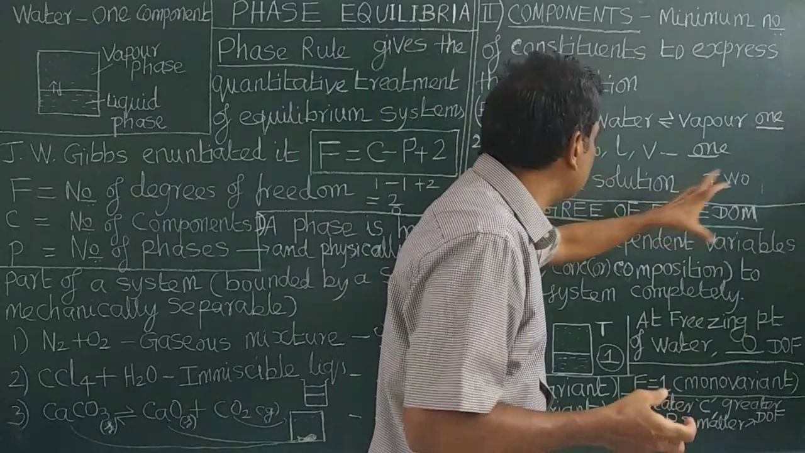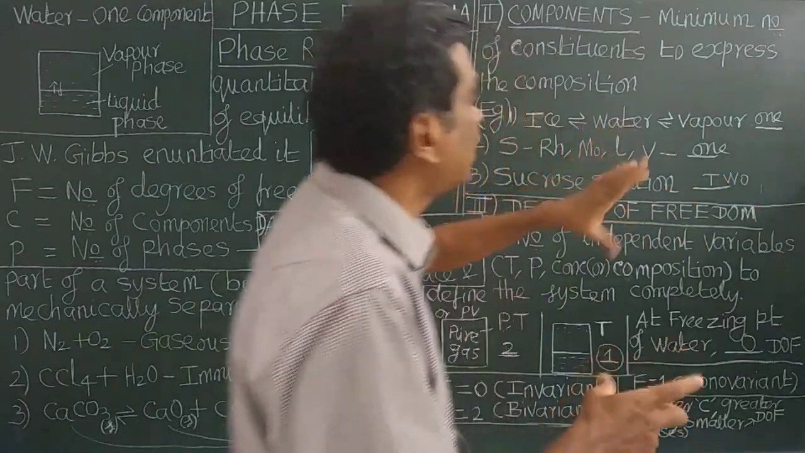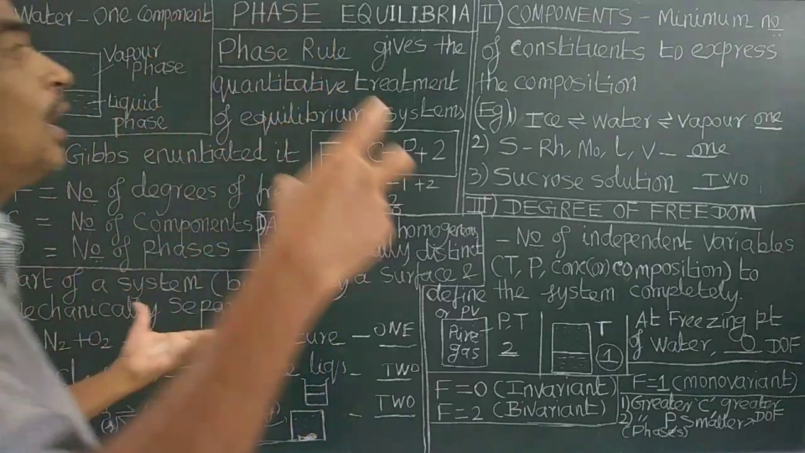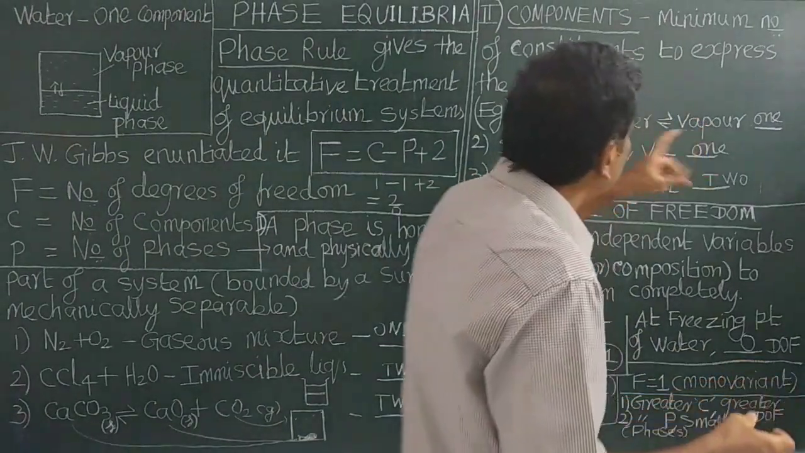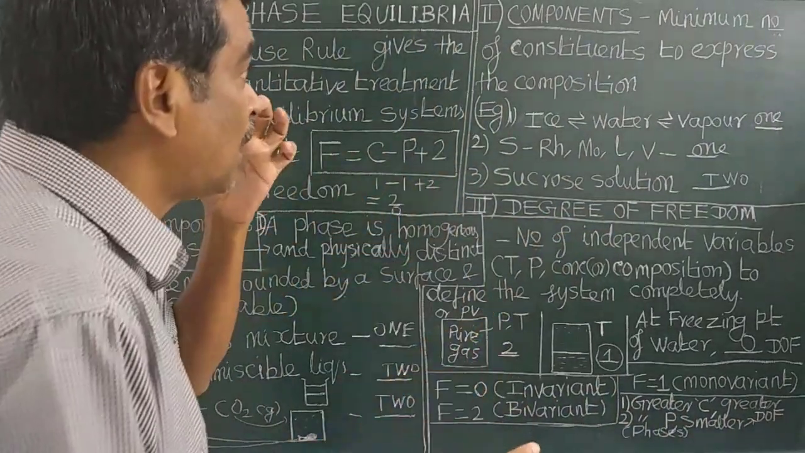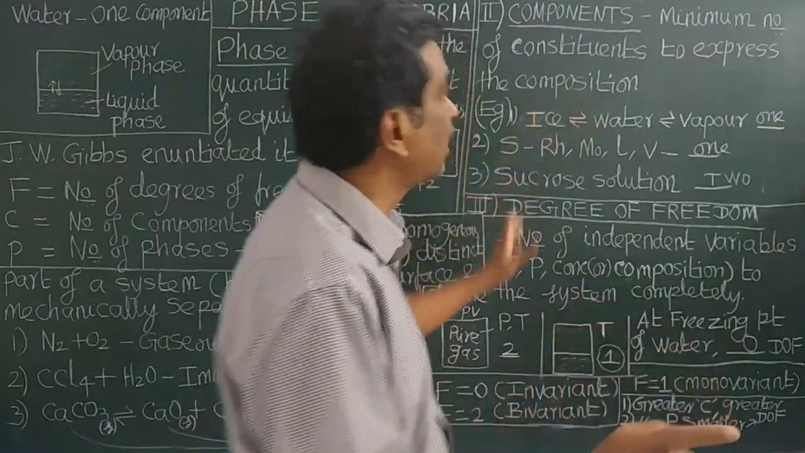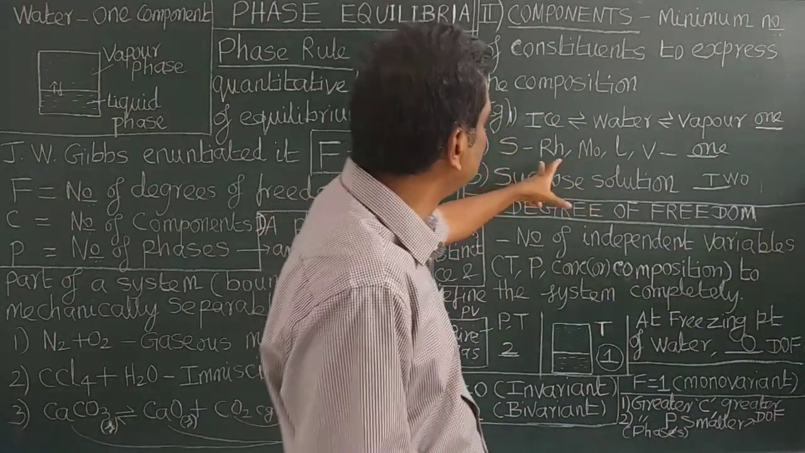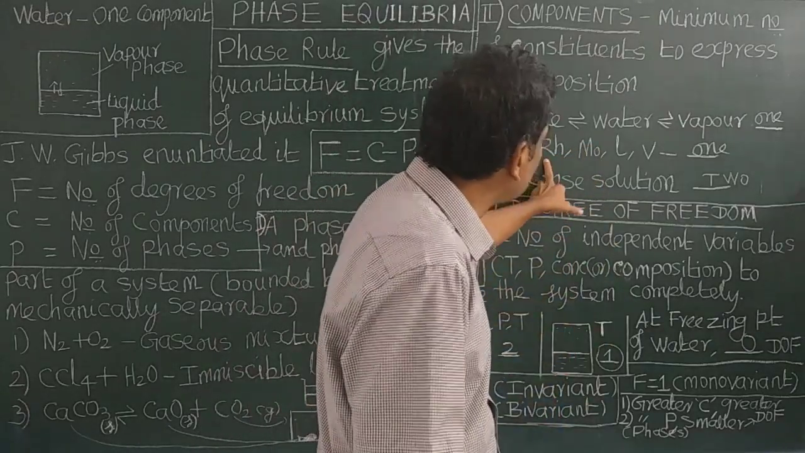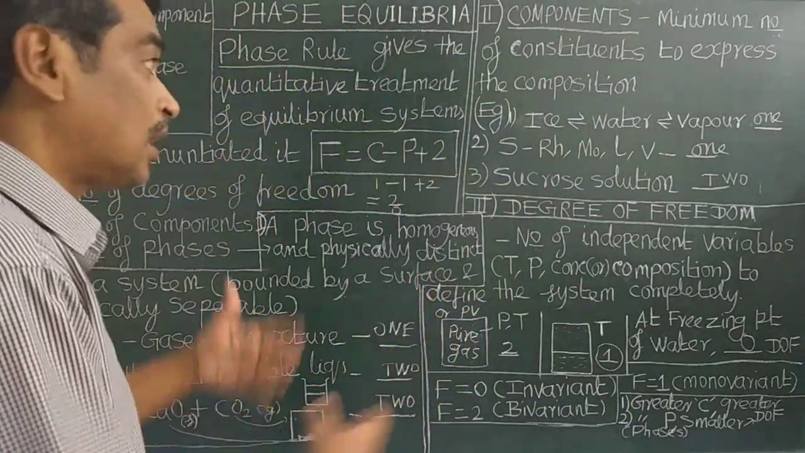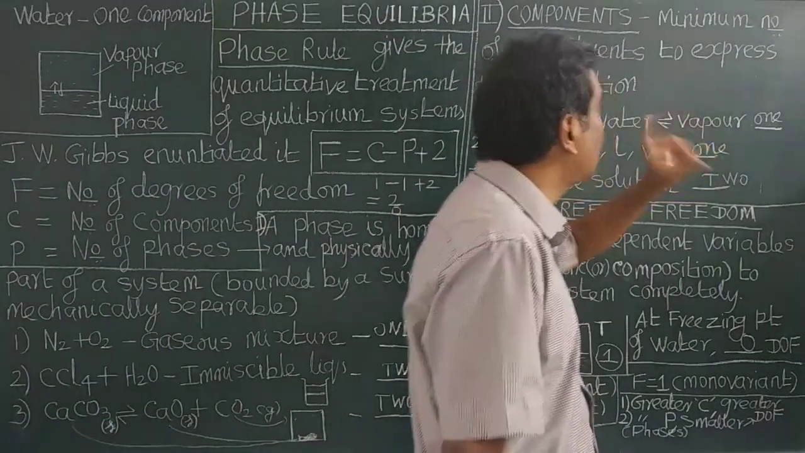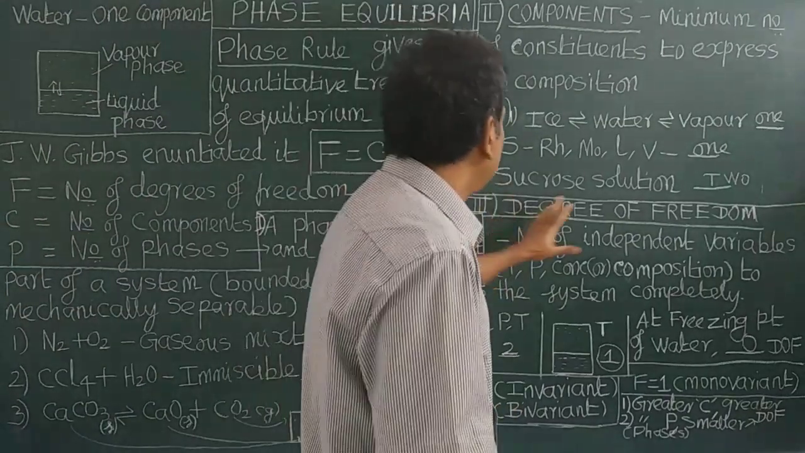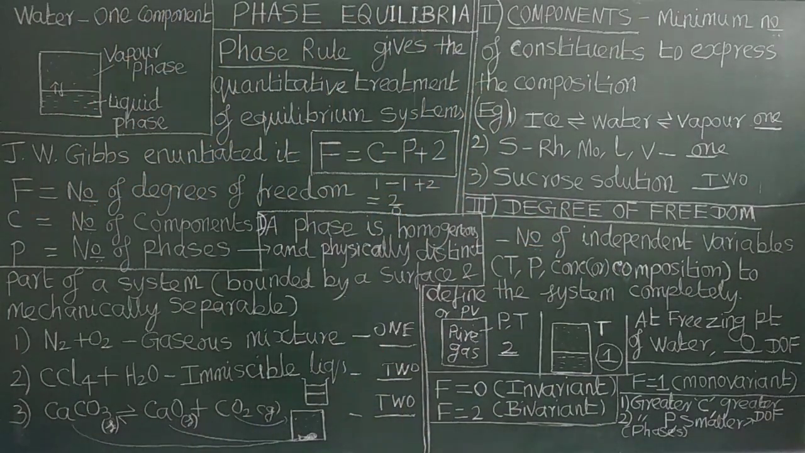There are two constituents. In the case of ice, water and vapor equilibrium, there are three phases, but only one component is enough to express the composition: a one-component system, water. Sulfur, for example, exists as monoclinic sulfur, rhombic sulfur, liquid and vapor. There are four phases, but only one component if you take pure sulfur. Next we will see what degrees of freedom are. That is very important.